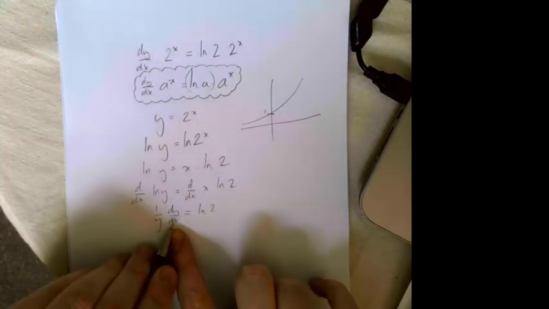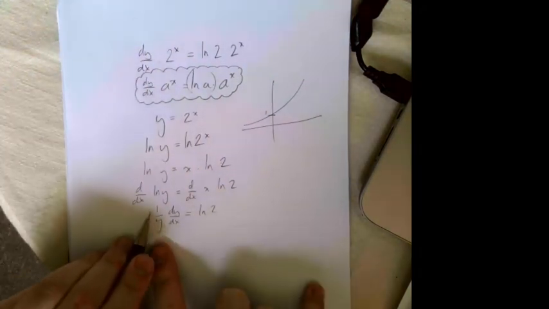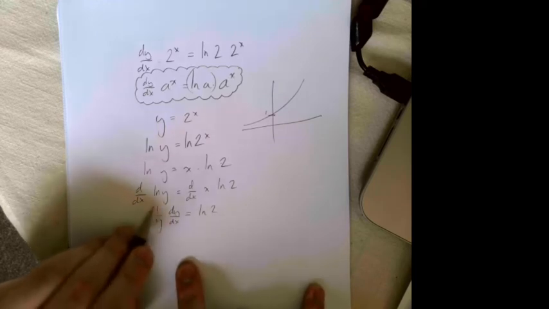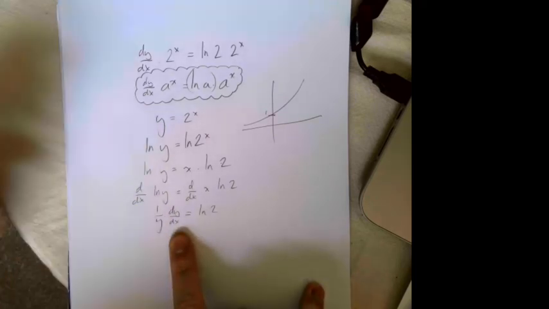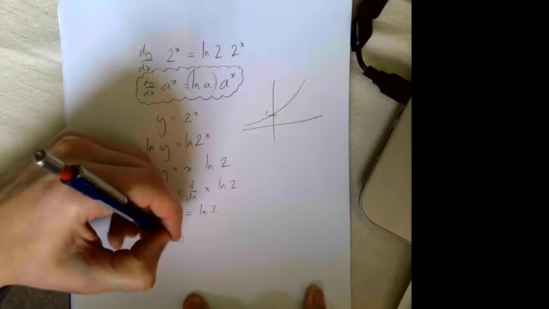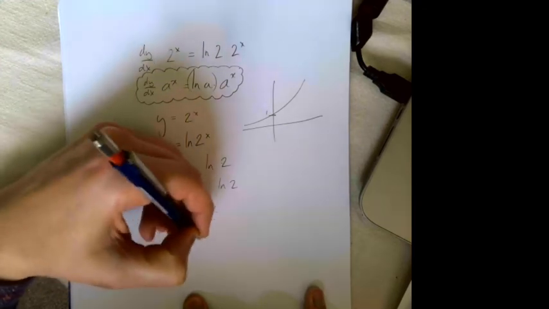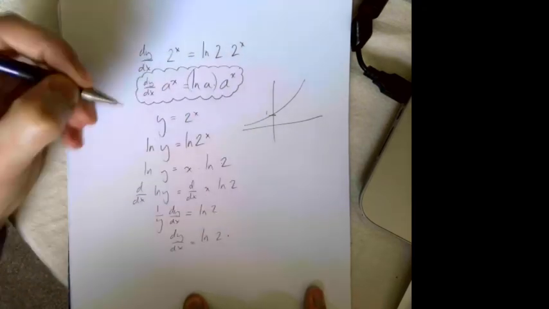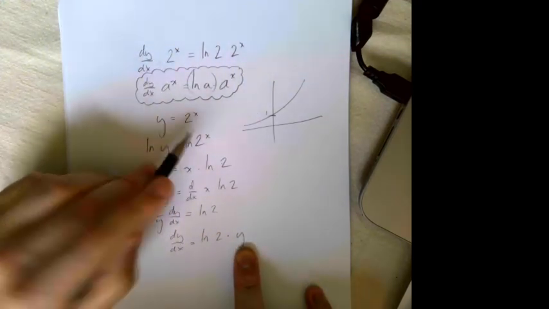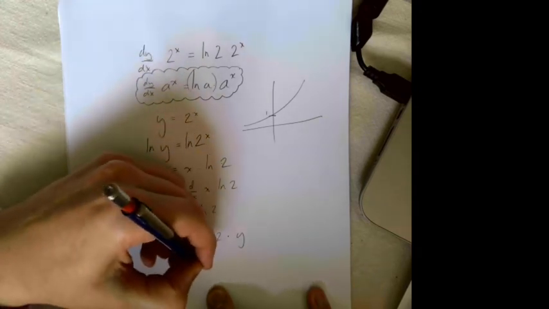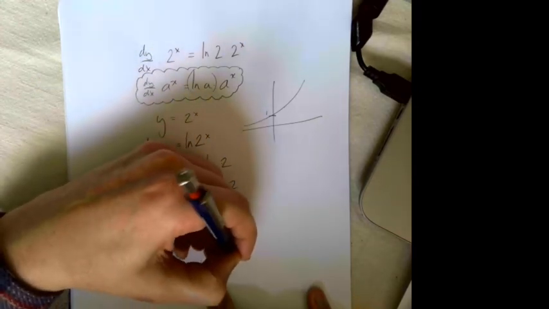Okay, well, we want to find out what dy by dx is, so the best thing to do here would be to multiply both sides by y, so we're just left with dy by dx as the subject, so that's what we're going to do. And that's going to leave us with log natural 2 times by y. Well, y we know from the question was 2 to the power of x, so dy by dx of 2 to the power of x must be log natural 2 of 2 to the power of x.